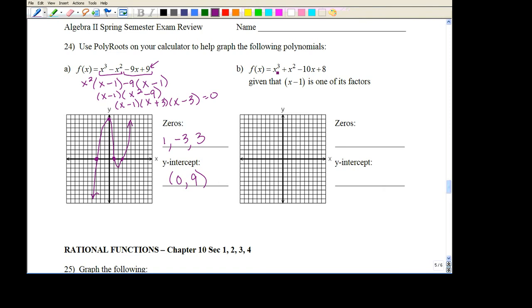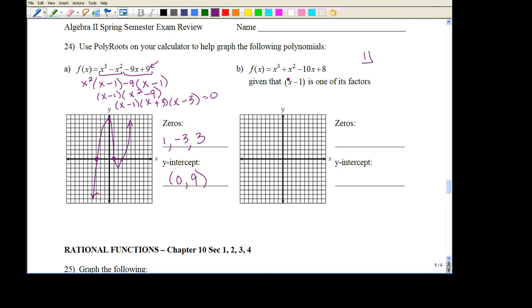Given that x minus 1 is one of its factors, this one you still have 4 terms, but if you tried factoring by grouping, it wouldn't work. But because we know that x minus 1 is one of its factors, you could either do long division, and you can see that on your answer key, or you could do synthetic division. So this x minus 1 means I'll have a positive 1 right there.